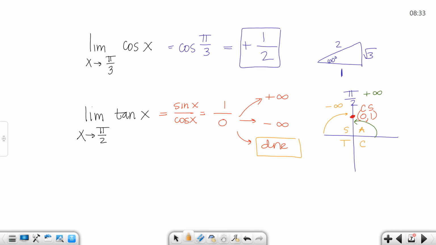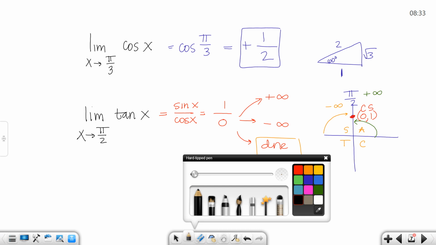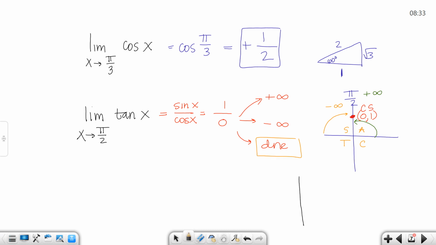Now, if you'd rather see it graphically, let me see if I can draw it real fast graphically. Here is pi over 2, and here is pi, and tangent goes like this.